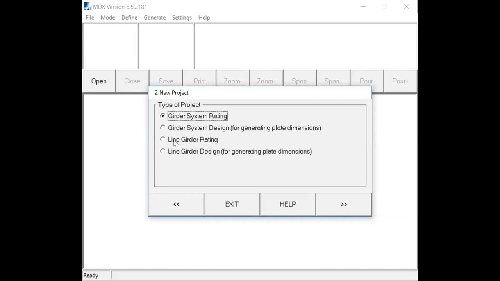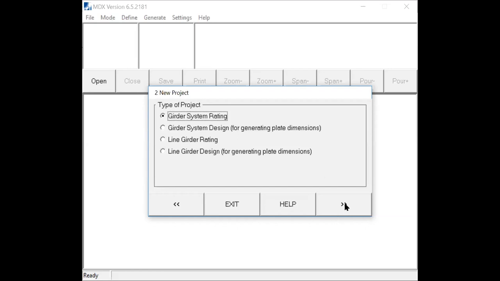Okay, and line rating is just for one girder line. If you just want to do one particular girder rating, you use that. And one girder line design is a design of one particular girder, where you input the load and let the program choose the flange and web size. And usually we don't use this option. Most of the time, if we design a new bridge, we'll use this girder system rating, and you have a preliminary size of the girder already, and we'll start from there.